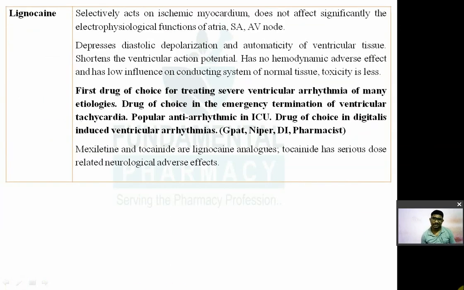It is a local anesthetic. It will also depress the cardiac muscle, but only arrhythmic muscle. It will depress only in case of cardiac arrhythmia; if there is arrhythmia it will depress it, otherwise it does nothing. It is the first line drug of choice for treatment of severe ventricular arrhythmia of many etiologies, the drug of choice in the emergency termination of ventricular tachycardia, a very popular anti-arrhythmic drug in the ICU, and the drug of choice in digitalis induced ventricular arrhythmia.